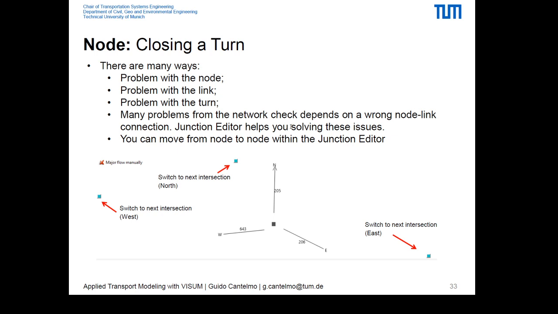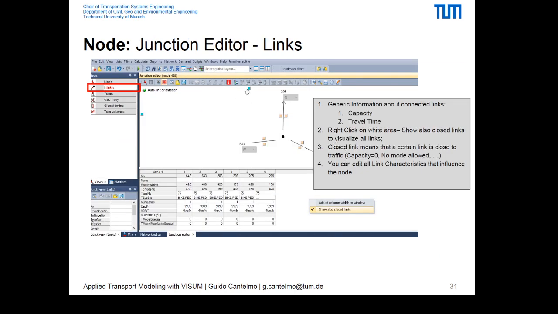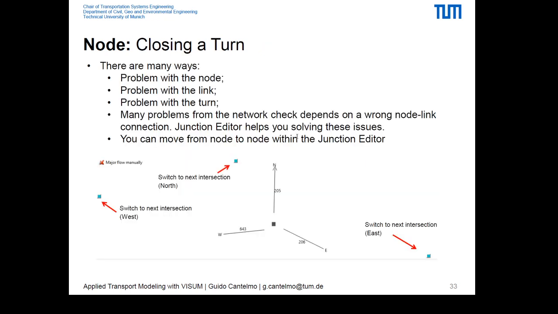You also have to understand that what happens in one node can also be connected to the other nodes. So in these little windows before, you have these blue squares over here. These blue squares allow you to move to the next intersection. So if this link is connecting this node to another node over here, by clicking here, you will directly move to the other junction, to the junction that is, let's say, north with respect to where we are right now.